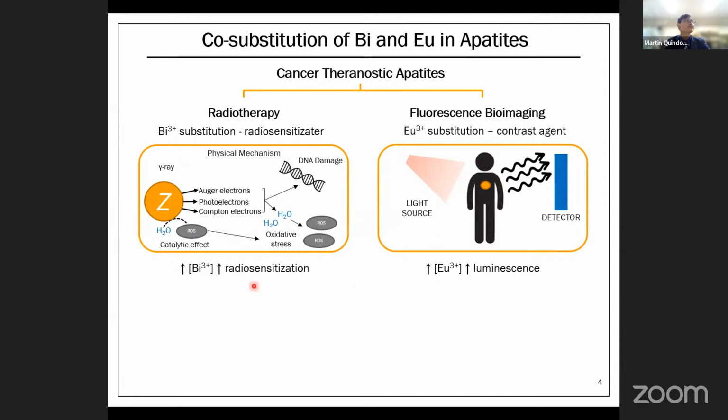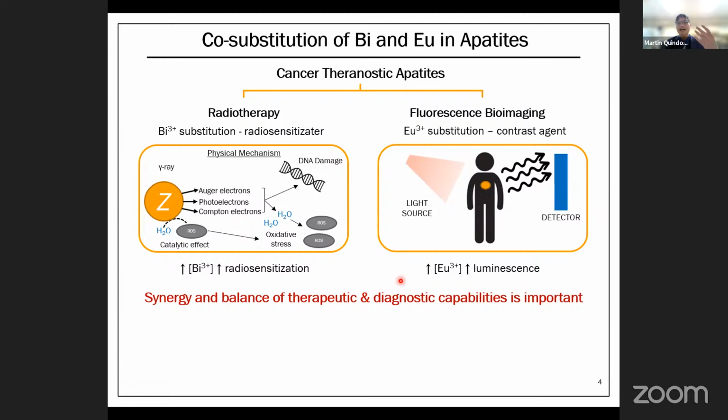So we can see here that the radiosensitization and also the luminescence are dependent on the amount of europium and bismuth in our apatite lattice. Given this, we need a synergy, a balance of the therapeutic and diagnostic capabilities when we have the cancer diagnostic application. So mainly the bismuth and europium must have a high doping efficiency or substitution efficiency in the apatite.